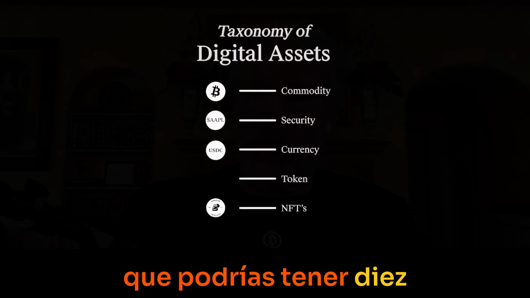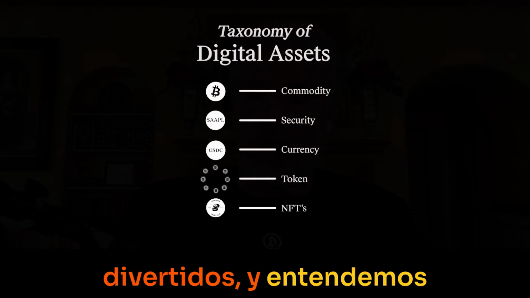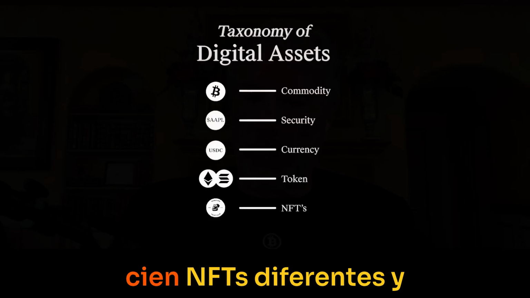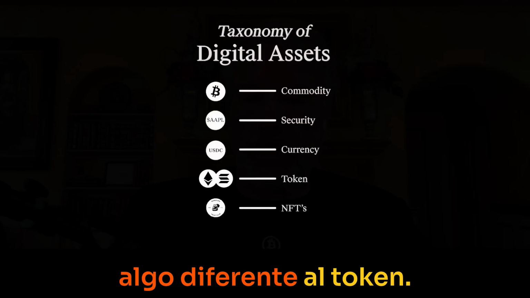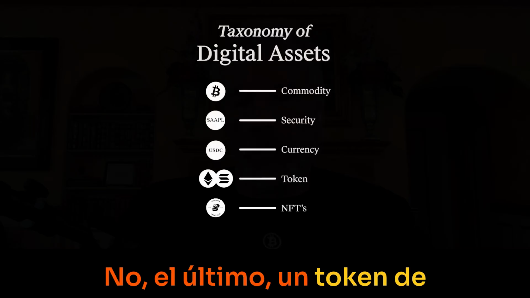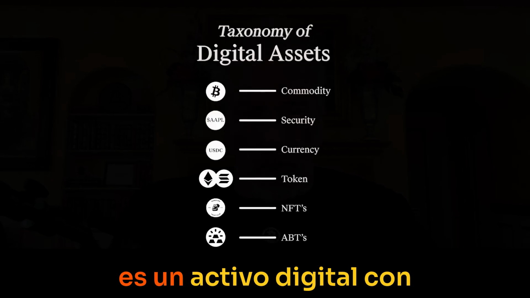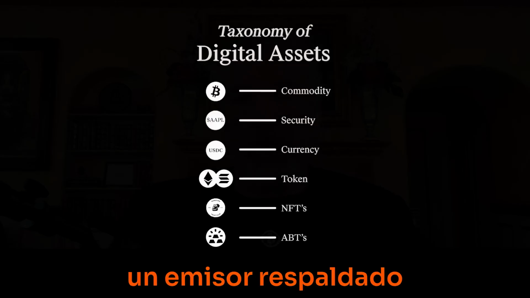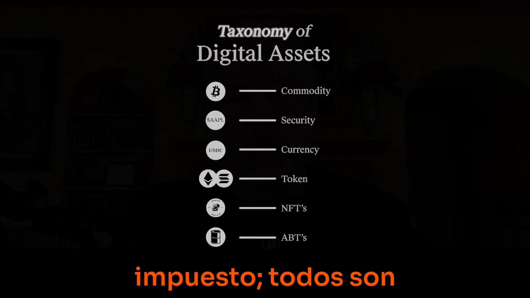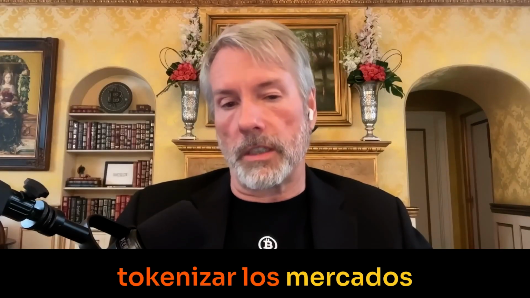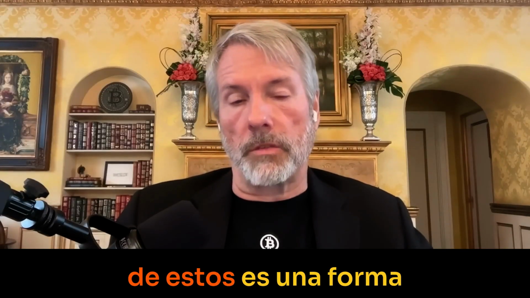But the difference is you could have 10 million fungible tokens and we get that. But if you have 100 different NFTs and they give you 100 distinct rights, then it's something different than the token. Now, the last one, digital ABT, asset-backed token, a digital asset with an issuer, but backed by a physical asset, backed by a bar of gold, backed by a barrel of oil. So that's the taxonomy. They're all tokenized assets, and we're talking about tokenizing the capital markets, and each one of these is a different form of property. I actually like this because it carves it at the joints pretty well.